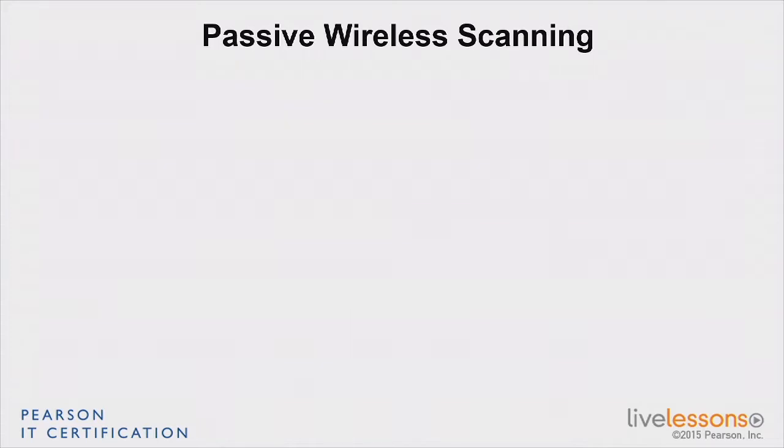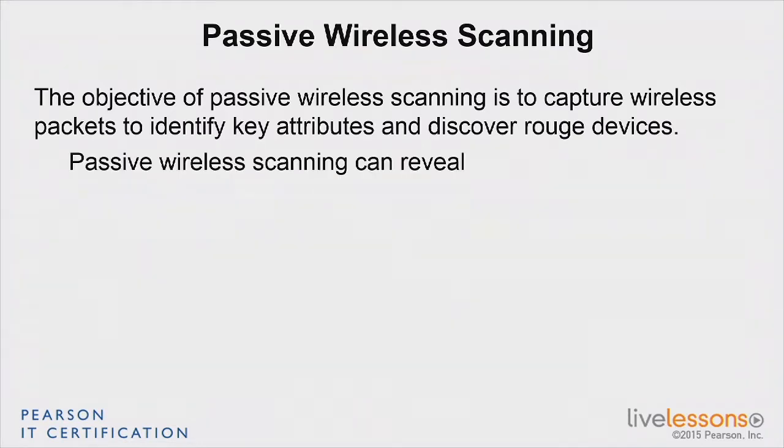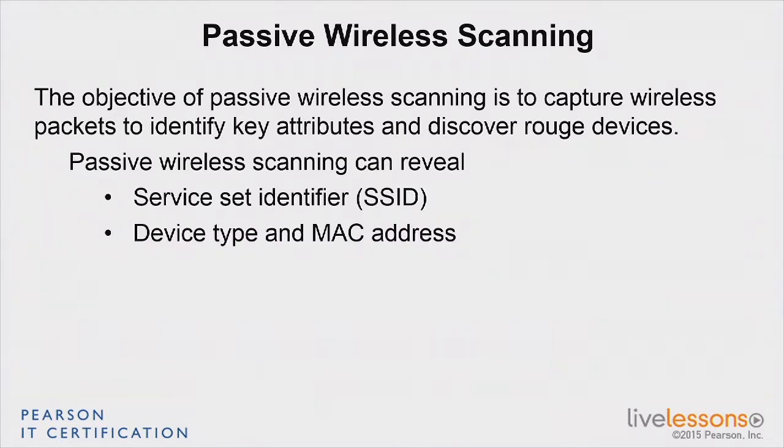If we move over to the wireless environment, we have two different types of scanning. We have passive and we have active. The objective of passive wireless scanning is to capture wireless packets to identify key attributes and discover rogue devices. Our passive wireless scanning can reveal the service set identifier, or the SSID. So is the wireless network broadcasting its existence and what name is it using?